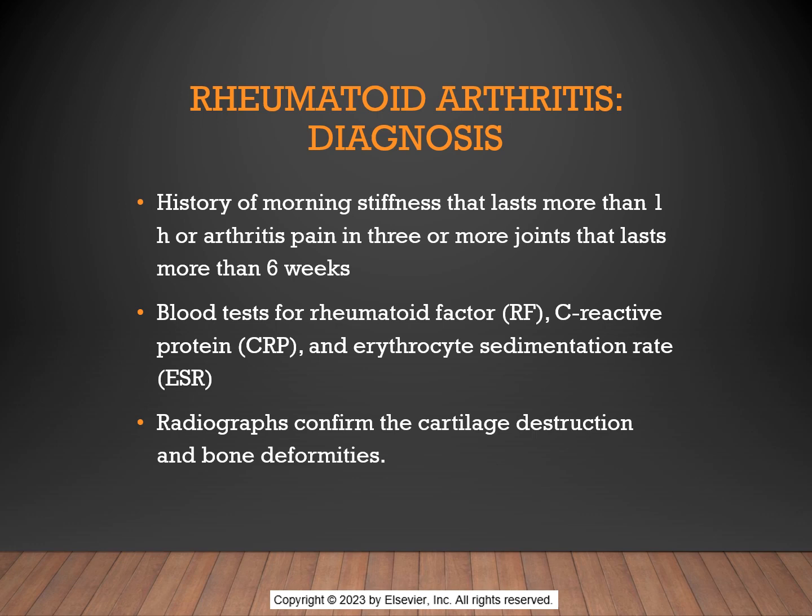Diagnosis is made by history of arthritis pain in 3 or more joints that lasts for more than 6 weeks, a positive RF and/or anticyclic citrullinated peptide protein antibody test, elevated C-reactive protein or erythrocyte sedimentation rate, and the exclusion of diseases that have similar clinical symptoms. Radiographs will confirm the cartilage destruction and bone deformities.